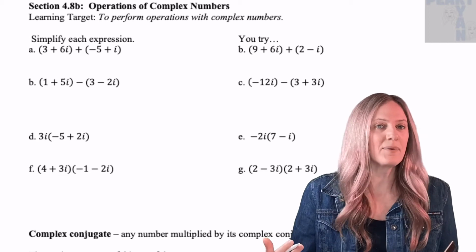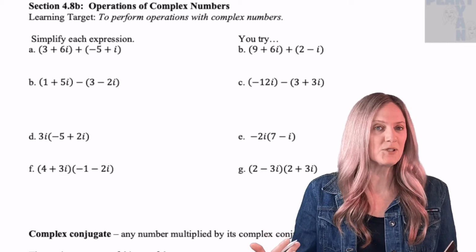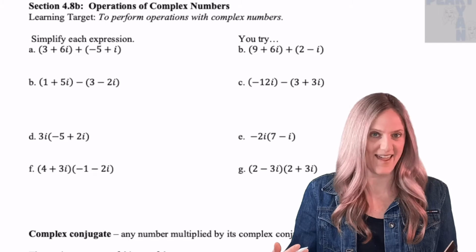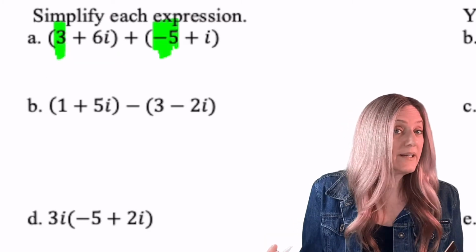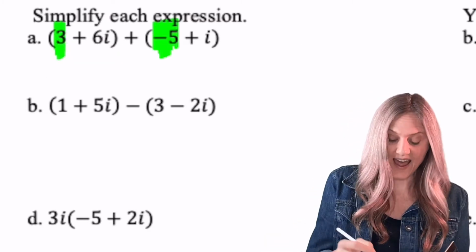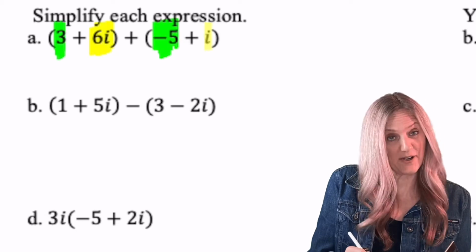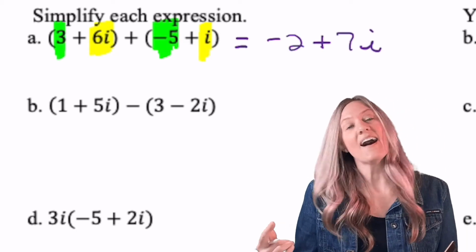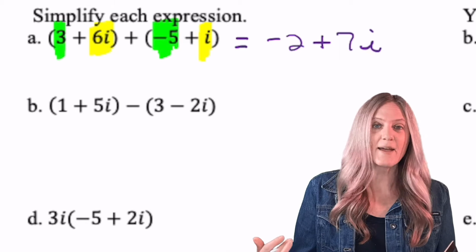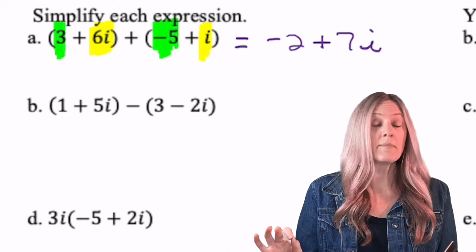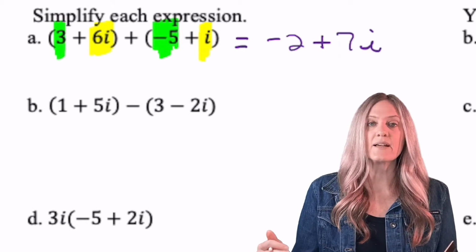Now that we know about complex numbers, we can add, subtract, and multiply them. Let's look at example A. I simply add the real number components and then add the imaginary components. Be careful, i is really 1i, so 6i plus i is 7i. Be sure to maintain the proper formatting, a plus bi.